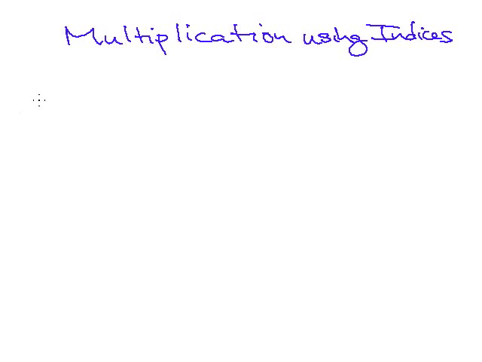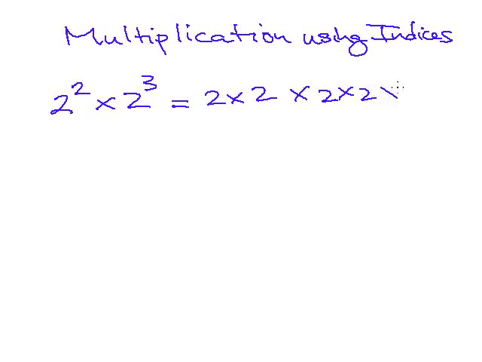Multiplication using indices. The easiest way to have a look at this is to use actual numbers and try and work it out. So let's have a look at 2 to the power of 2 times 2 to the power of 3. Well, what's happening here? Let's expand this into expanded form. It's 2 times 2 times 2 times 2 times 2.